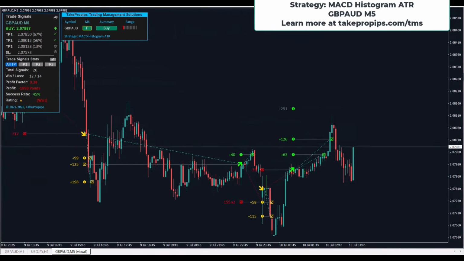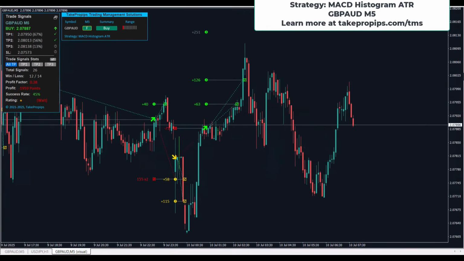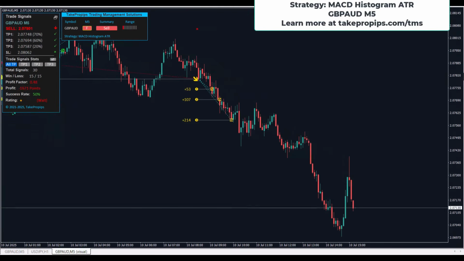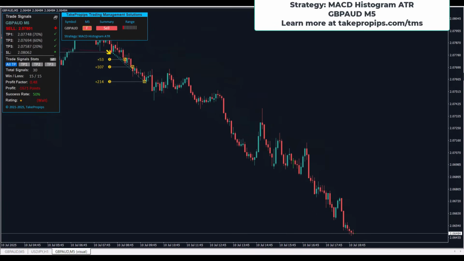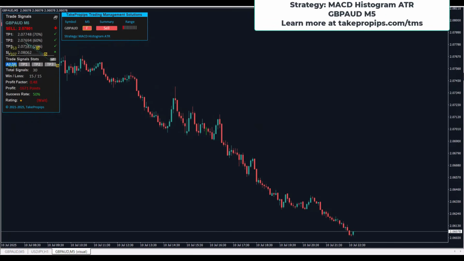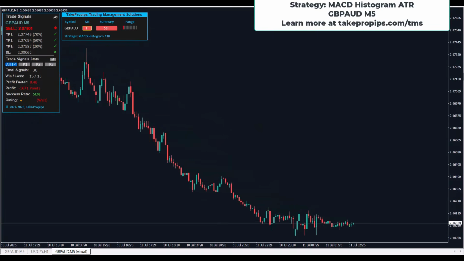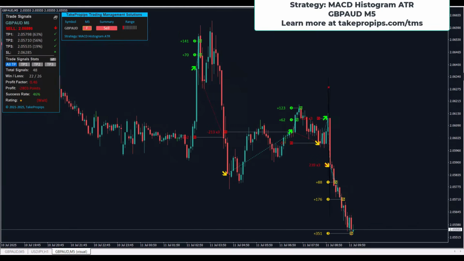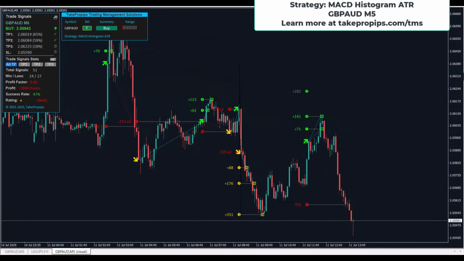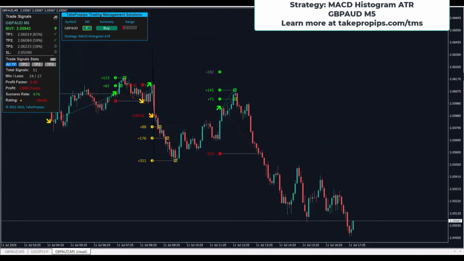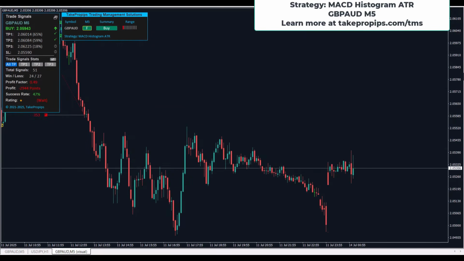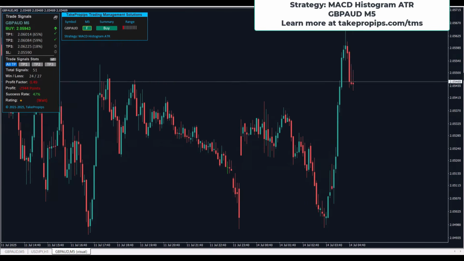The strategy is built around two key indicators: the MACD histogram and the average true range, also known as ATR. The MACD histogram helps identify momentum shifts in the market. When the histogram crosses above the zero line, that signals a potential bullish move. When it crosses below, it's signaling bearish momentum. The ATR, on the other hand, measures market volatility. A rising ATR means the market is becoming more volatile, which often leads to bigger price moves.